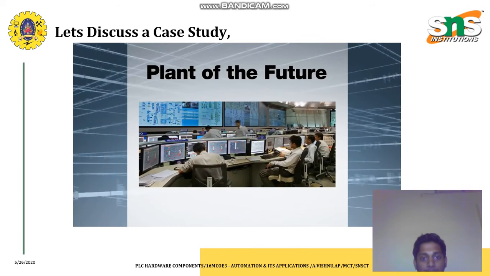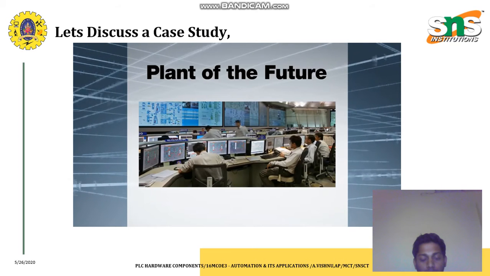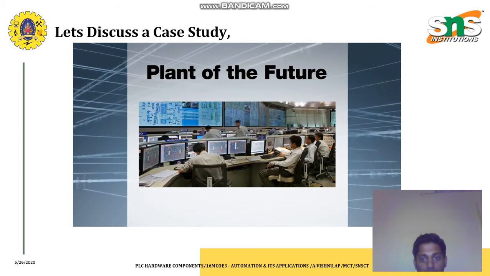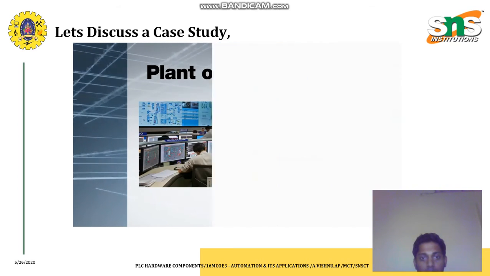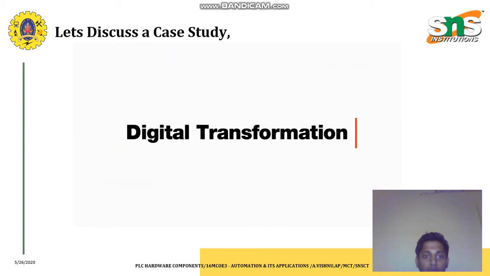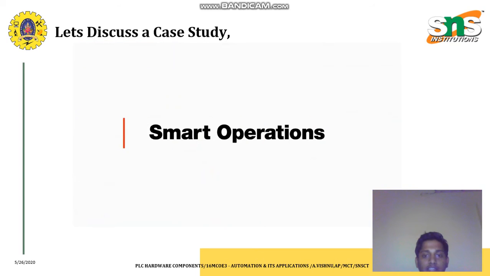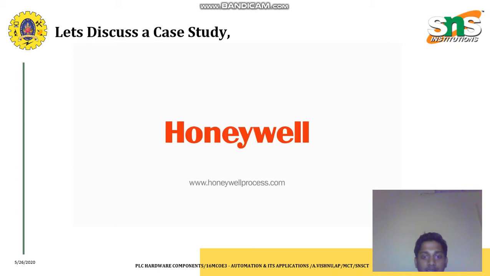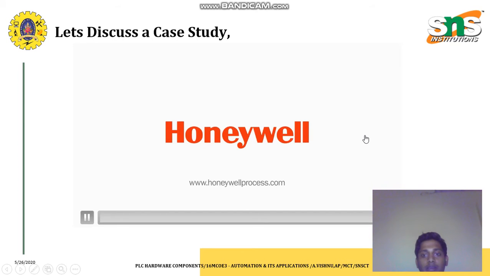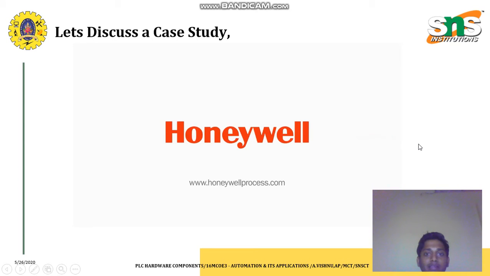Transformation has created a connected enterprise that is safer and more efficient, and ultimately more profitable. This made the industry more profitable. This is what people call digital transformation, a smart operation. Okay, this is the case study about Reliance Oil and Gas, and how they transformed their industry into a digital one with the help of Honeywell.